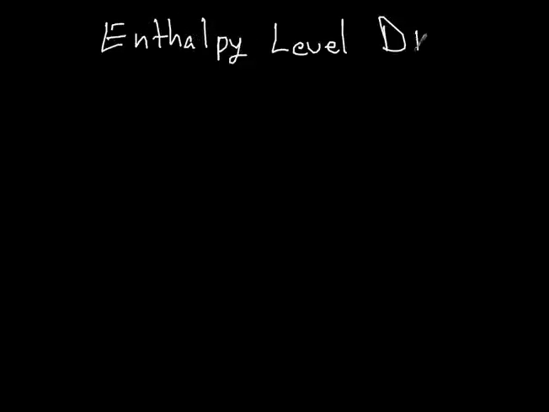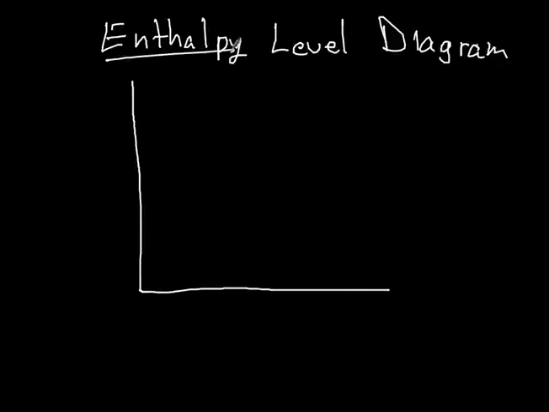So what you're going to see here is an enthalpy level diagram. You need to know that this is called an enthalpy level diagram. And so on the left, or the y-axis, we're going to have enthalpy, and on the x-axis, we're going to have reactants and products.